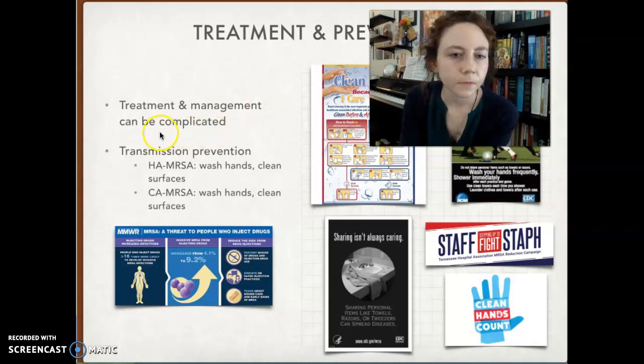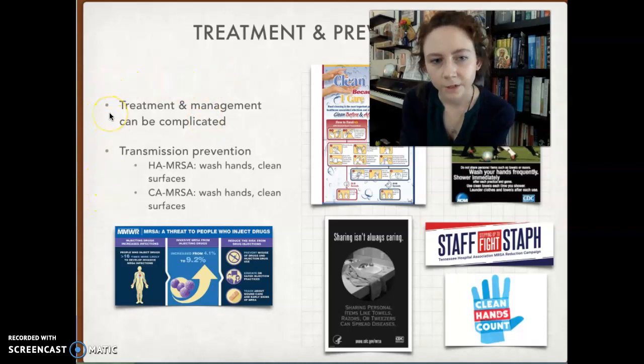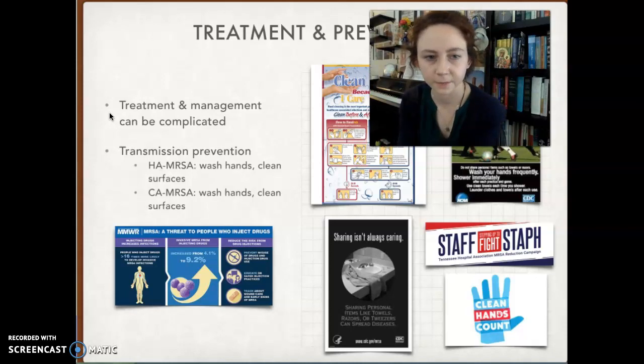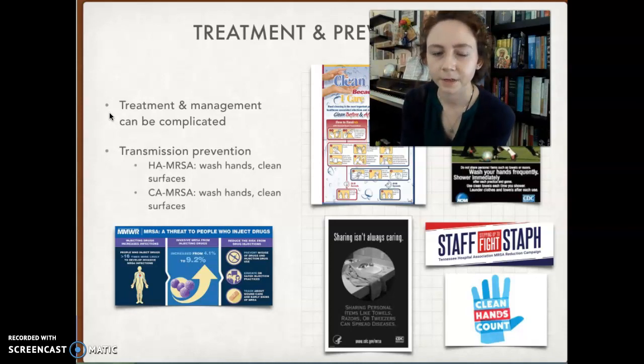And then the way that you prevent transmission, this is just the biggest push that the CDC has been having, is just wash hands, clean your surfaces, don't share items such as razors or towels. And especially in healthcare facilities, everyone needs to be washing their hands.